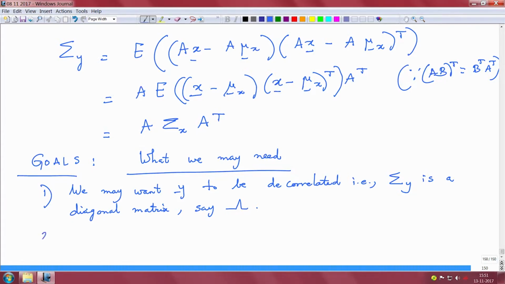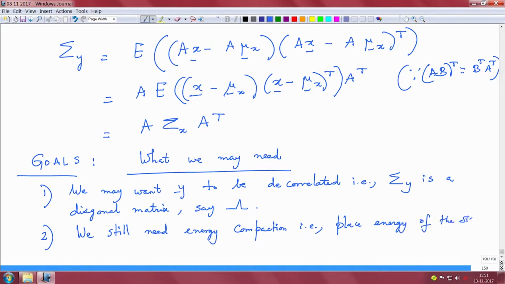Now, the second property is we still need energy compaction, that is, place the energy of the signal non-uniformly, that is, from high to low over the signal dimensions.